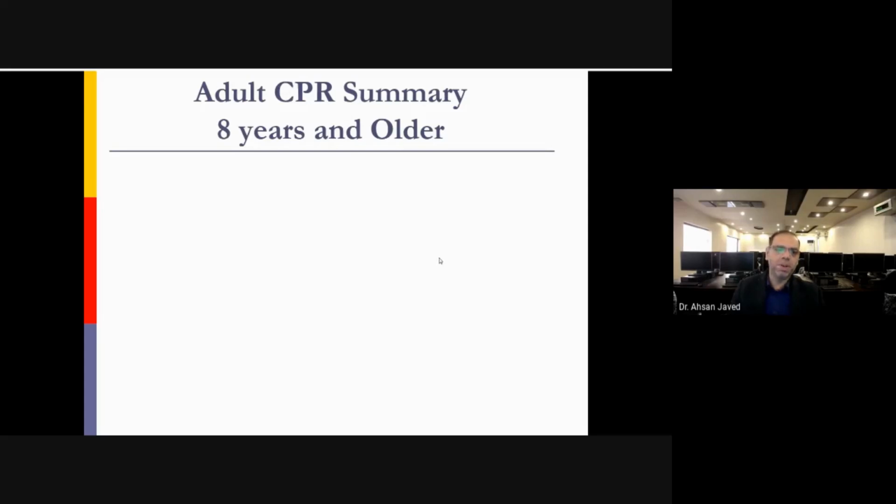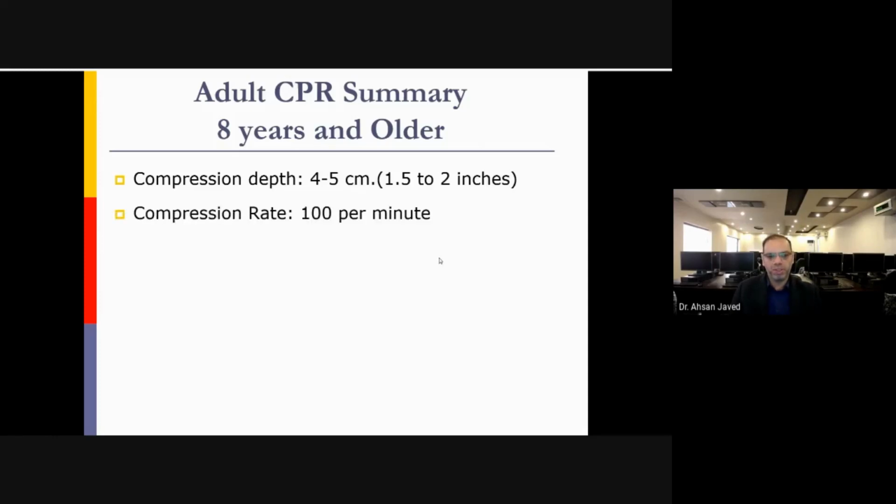Adult CPR summary, 8 years and older. Now, there are 2 types of age groups. One is less than 8 years, and the other is 8 years and older. The compression depth is around 4 to 5 centimeters, or around 1.5 to 2 inches. That means when you are compressing, the chest has to be compressed up to 2 inches.